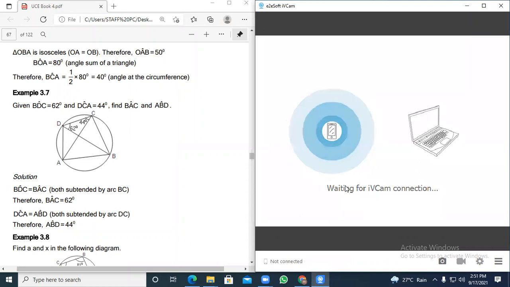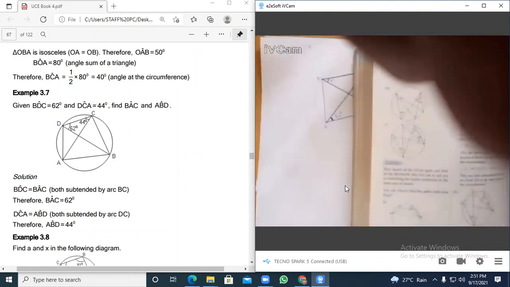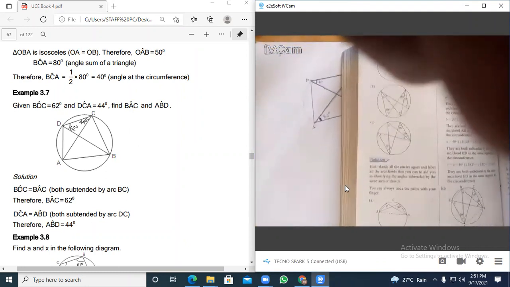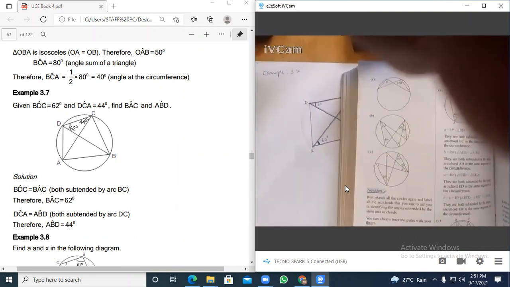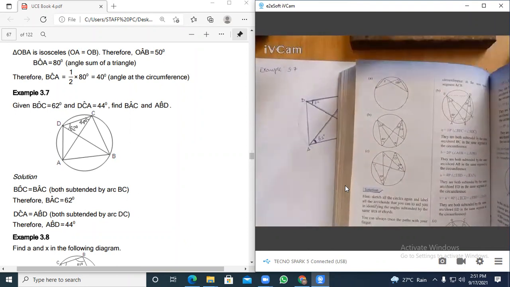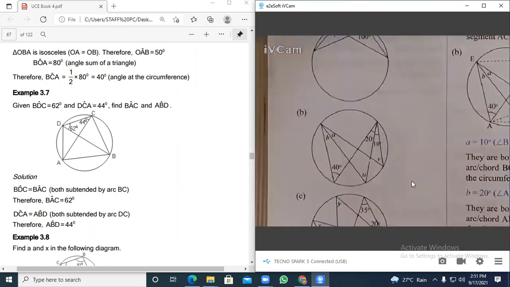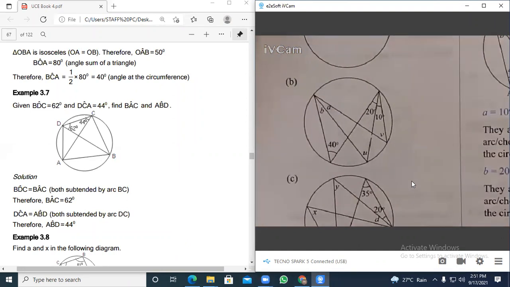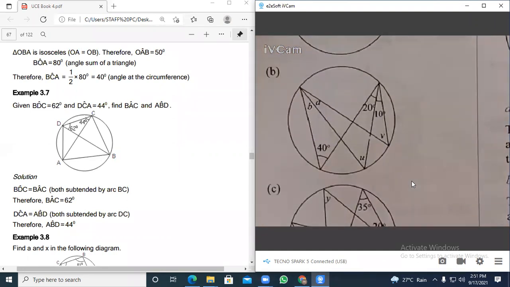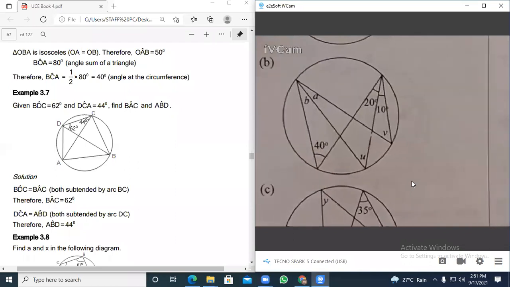Let me connect very fast. I've over zoomed in. Okay, let us zoom in again. If it goes off, we shall see what to do. Okay. There. Now, members, what do you think is angle U?